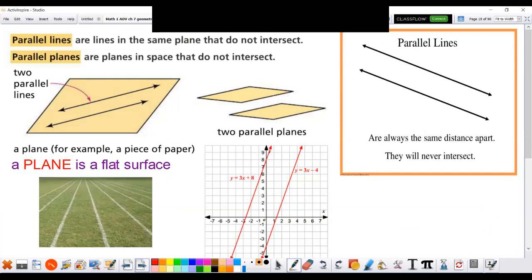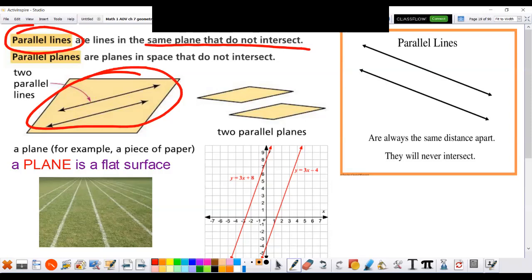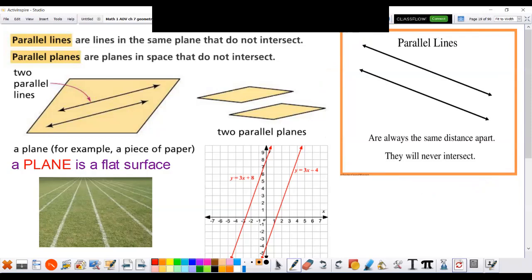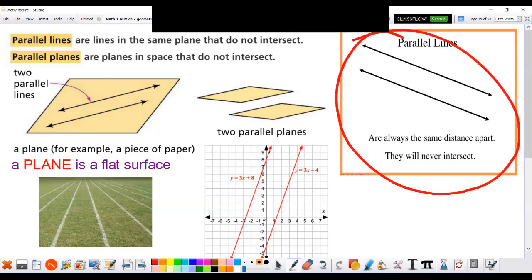Okay, parallel lines. We've learned about that before. Lines in the same plane that do not intersect. These never touch each other. Here's parallel lines again. Just because two lines never intersect, though, doesn't mean they're parallel. That's something I would demonstrate in class. But this is true if you're on a flat piece of paper. In the real world, you can have two lines that don't intersect, yet they're not parallel.